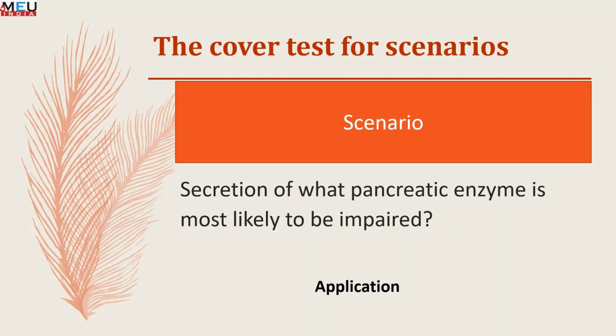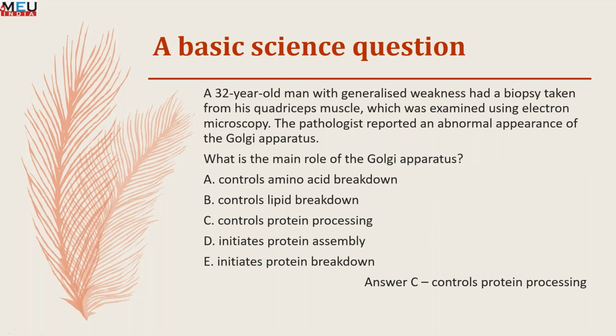Instead, if after reading the scenario, you ask the question, secretion of which pancreatic enzyme is most likely to be impaired in this scenario, then you are now asking for application. So I hope this concept is clear now. I'll give you an example.